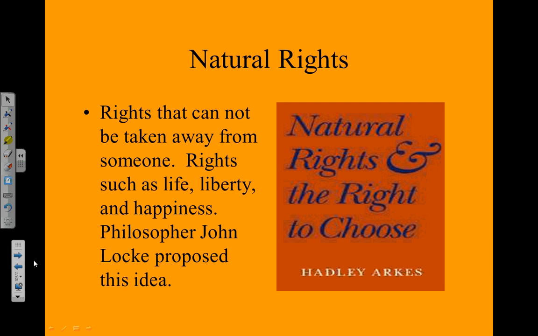Natural rights. We've talked about this before. John Locke proposed the idea of rights that cannot be taken away from someone, like life, liberty, happiness. We have it in the Constitution where it says life, liberty, and the pursuit of happiness. But this is a very, very important idea or concept that the Founding Fathers took and implemented into our national government.